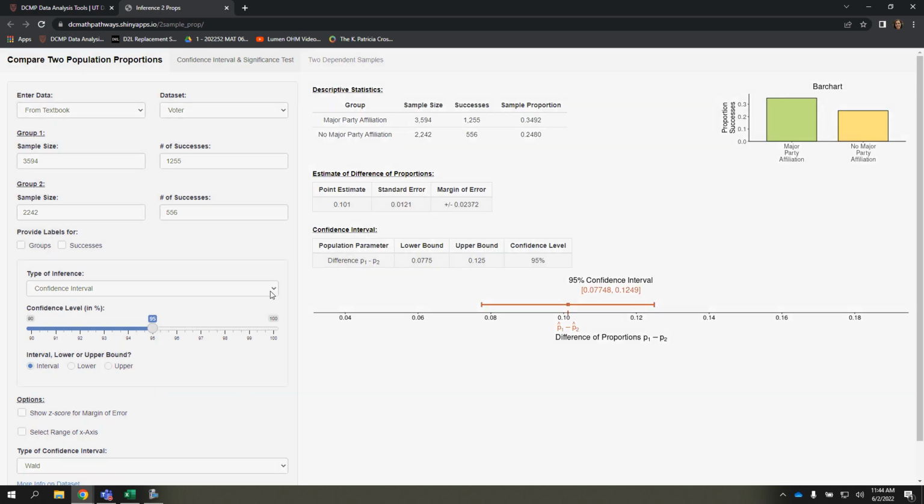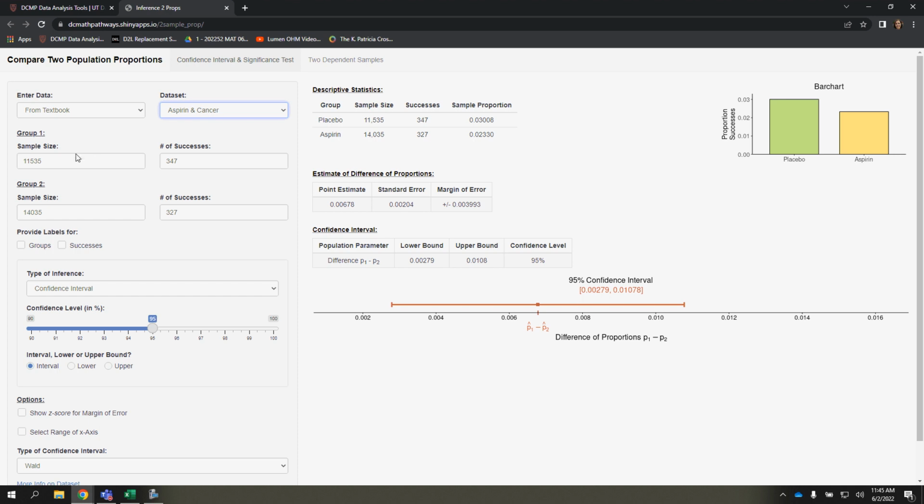In this app, you'll notice that this time they're comparing two sets of data, and they ask you for some information about both if you wanted to enter individual observations or number of successes. You could also just pull a textbook data set. So I'm going to go ahead and look at the, let's say, aspirin and cancer data set for this. You notice that you can have different sample sizes. That's perfectly fine. The proportions don't have to be the same, but essentially what you're looking for with your confidence intervals or hypothesis testing here is going to be related to the difference in those samples.